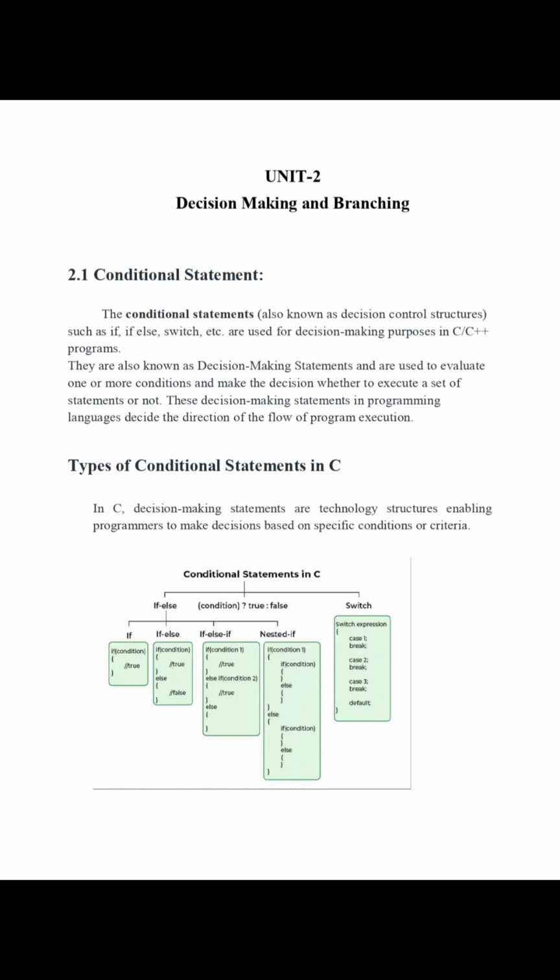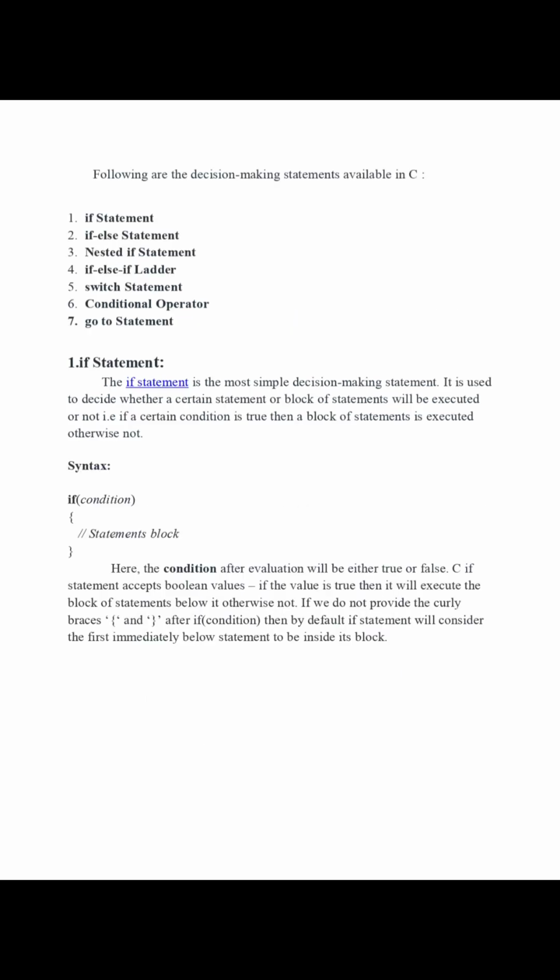Now we are going to discuss conditional statements in C language. Conditional statements are also known as decision-making statements and are used to evaluate one or more conditions and make the decision whether to execute a set of statements or not. Types of conditional statements in C: if statement, if-else statement, nested if statement, if-else if statement, switch statement, conditional operator, goto statement. First, we are going to discuss the if statement.